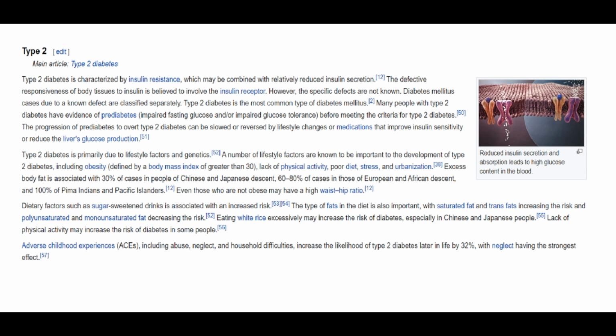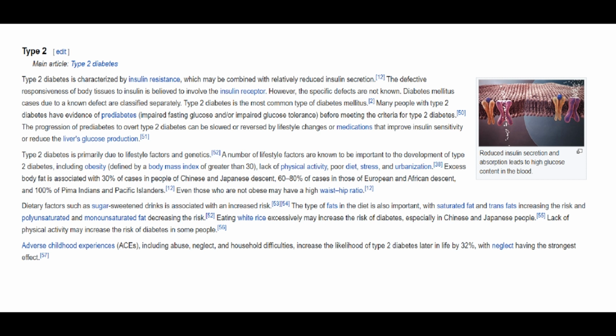Many people with type 2 diabetes have evidence of pre-diabetes, impaired fasting glucose and/or impaired glucose tolerance, before meeting the criteria for type 2 diabetes. The progression of pre-diabetes to overt type 2 diabetes can be slowed or reversed by lifestyle changes or medications that improve insulin sensitivity or reduce the liver's glucose production. Type 2 diabetes is primarily due to lifestyle factors and genetics.